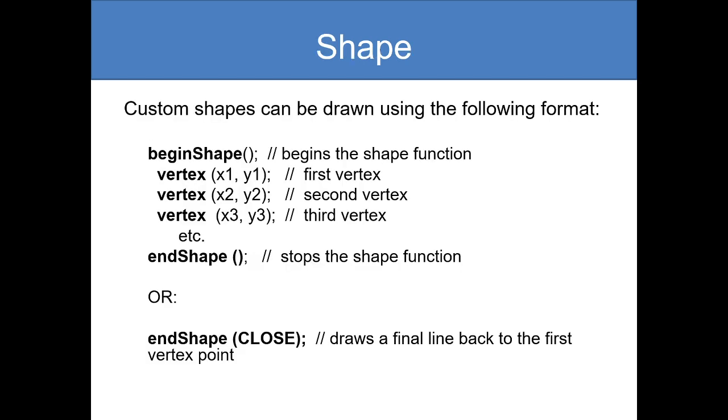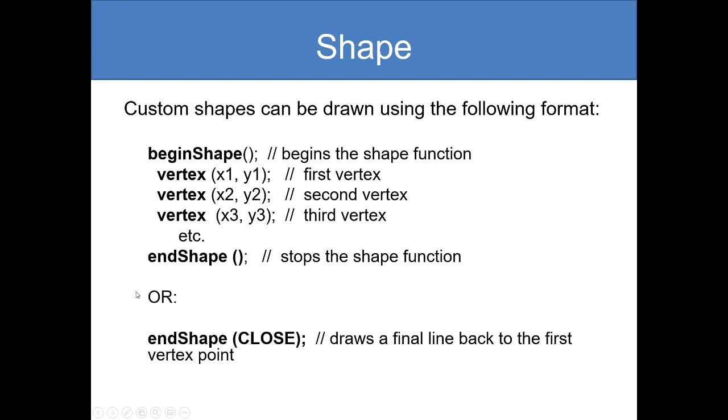So where we start off is custom shapes. Custom shapes can be drawn using this specific format. We begin a shape, and it gives the shape function. We are able to start defining locations where to put it. We tell it the different vertexes. Vertexes are the locations where we put the dot that two lines draw to. And you can continuously run these vertexes as far as you want to.